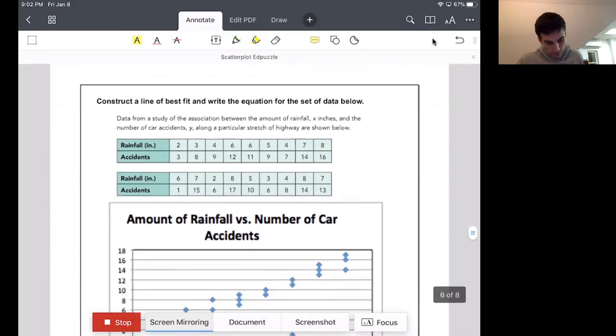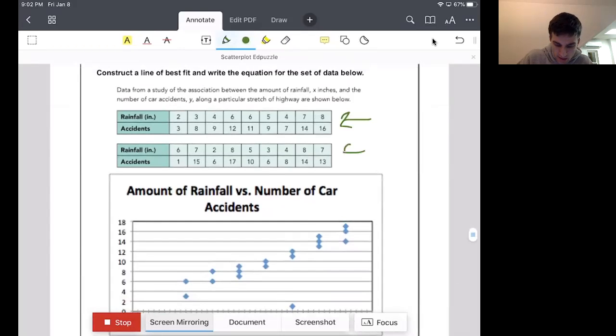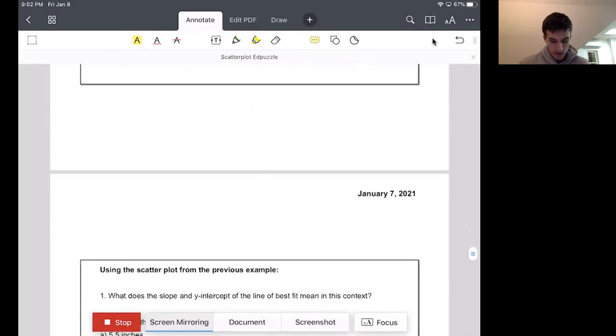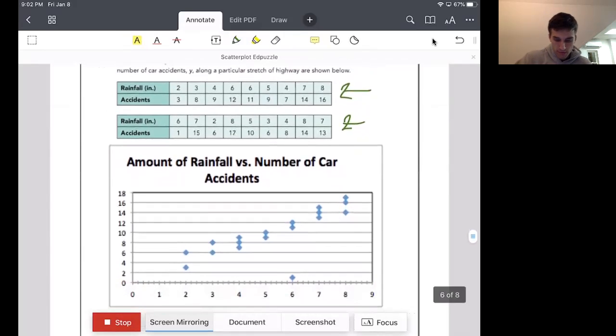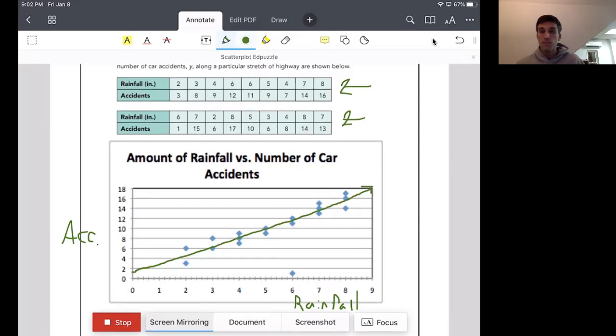So let's say I have this data. This is my data, and I plotted the data down here, and I wanted to draw a line of best fit for this data. Well, we have the rainfall on the x-axis, and we have the number of accidents on the y-axis. So my line of best fit would probably go right here and go through the middle of the data.